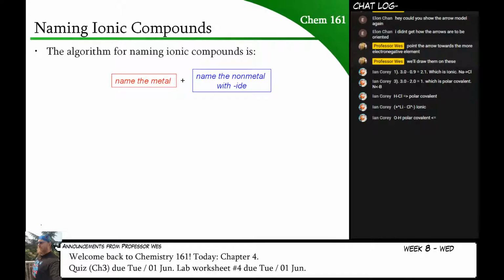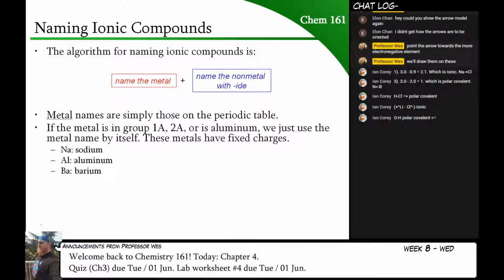Now, naming the metal is easy. You have a periodic table, you just look at it, right? Now, there are some exceptions to this. And it turns out actually most of the atoms on the periodic table are the exceptions, which make it a little bit more cumbersome to deal with. Now, if the metal that you are working with is in group 1A, group 2A, or the element is aluminum, all you write for your metal is just the name of the element itself.